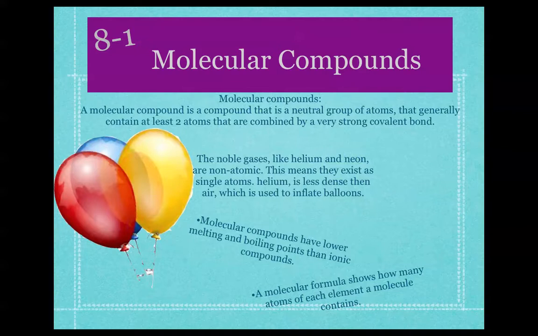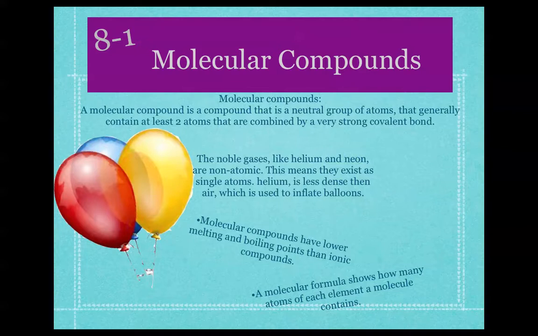And a molecular compound is a compound that is a neutral group of atoms that generally contain at least two atoms that are combined by a very strong covalent bond. And we learned about covalent bonds and what they do. And it showed a little thing over noble gases like helium and neon, which are non-atomic. This means they exist as single atoms, and helium is less dense than air, which is used to inflate balloons, and that is why balloons float in the air.